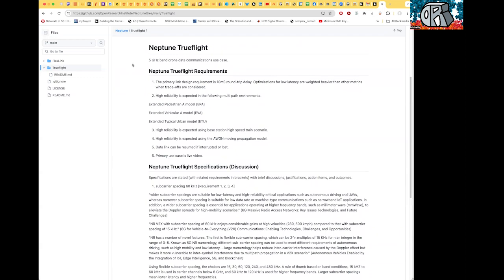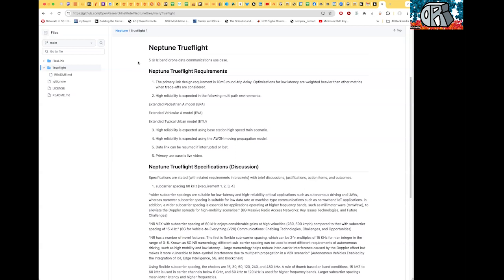Everyone, this meeting is about Neptune, our 5 gigahertz band drone data communications use case. And the set of requirements and specifications that we're working with is called TrueFlight. This is named in order to distinguish it from earlier efforts with FlexLink, a working document that we looked at and made a lot of headway in implementing.